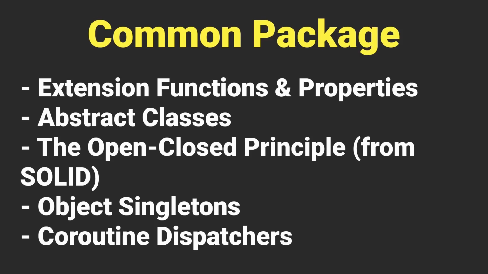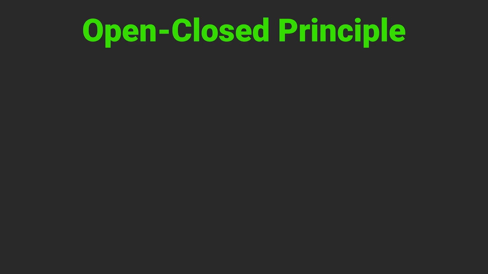The common package contains code which is reused in a variety of different classes and functions. In this part of the tutorial, we will learn about many different Kotlin language features which are designed for sharing code in an intelligent and efficient way. Topics covered include extension functions and properties, abstract classes, the open-closed principle, object singleton, and coroutine dispatchers. Before we write the code, let's talk about the open-closed principle.